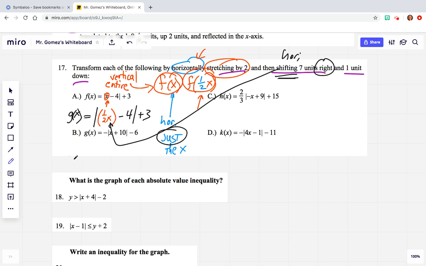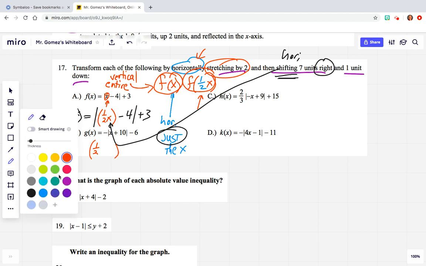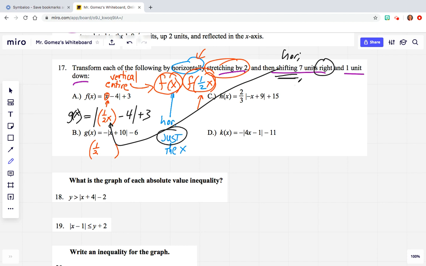So right now, what I'm going to do is keep this as 1/2. And then instead of putting x, I'm going to do this new one. Let's do it in blue. This horizontal shift 7 units to the right. So where x used to be, I'm now going to shift it 7 units to the right. So instead of just having x, I now have x minus 7.